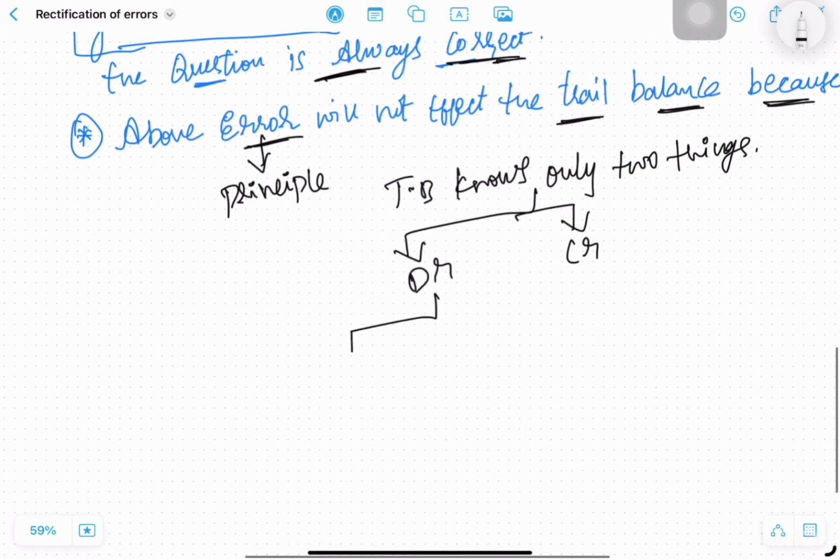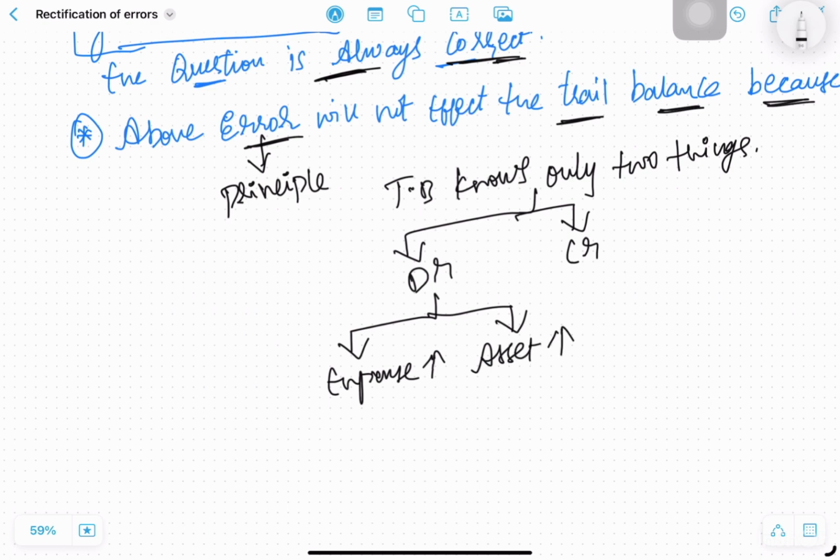You all know this very clearly. Debit comes for expenses: when expenses increase, debit will come. When assets increase also, debit will come. Here, instead of increasing the asset, they have increased the expense. What does the trial balance require? Trial balance requires only debit and credit. Instead of one debit, you got another debit. Because of that, the trial balance will match. That's it. Very good.